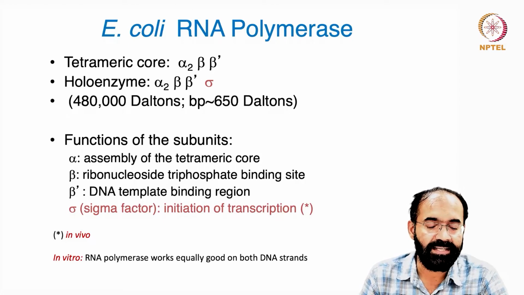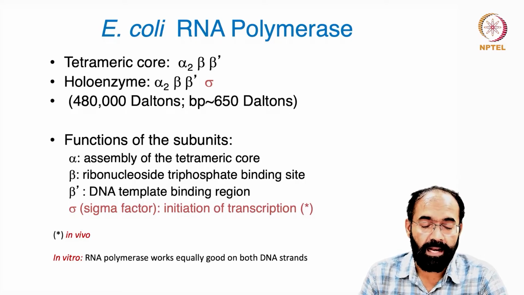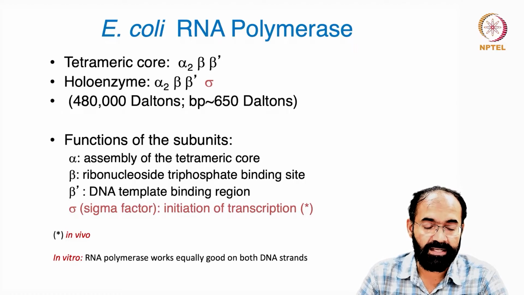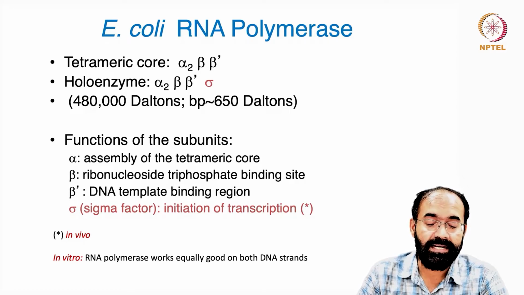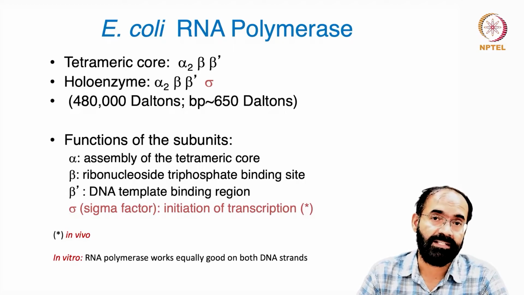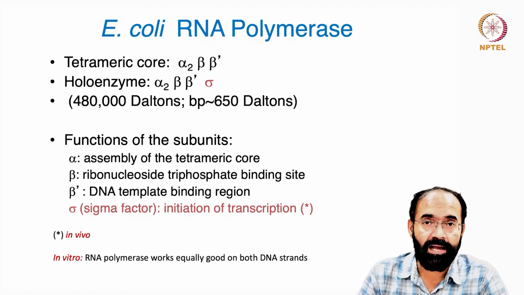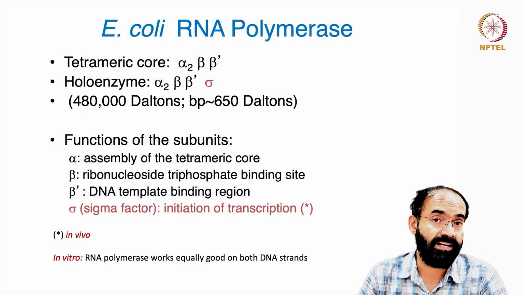Let us revisit once again. The alpha subunit allows assembly of the tetrameric core. That means the two alpha, beta and beta dash should all come together. Whereas the beta subunit provides the ribonucleoside triphosphate binding site, and beta dash, what will it do? The DNA template binding region. That means beta dash recognizes and attaches onto the template DNA strand.